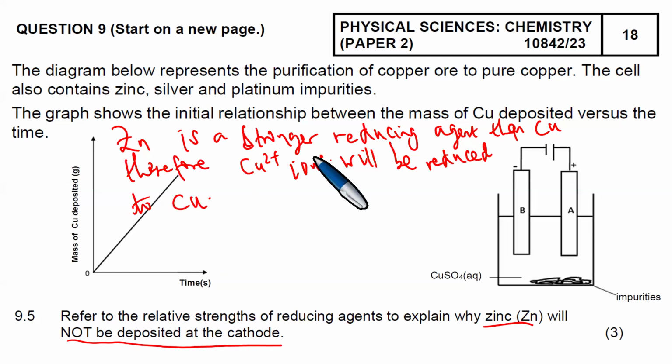So zinc is a stronger reducing agent than what? Than copper. Zinc is a stronger reducing agent than copper. Therefore, copper 2+ ions will be reduced to copper. This is the answer. Why? This is the reason, because you looked at the table at the strength of reducing agents to explain why zinc, Zn, will not be deposited at the cathode. Because zinc is a stronger reducing agent than copper, the copper 2+ ions will be reduced to copper.